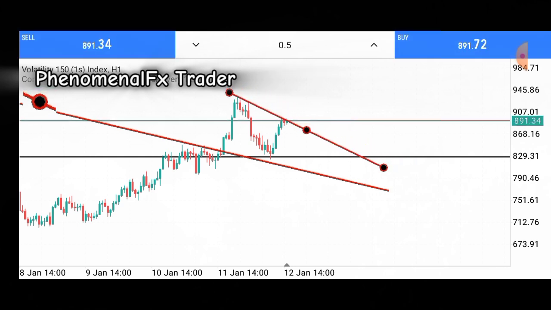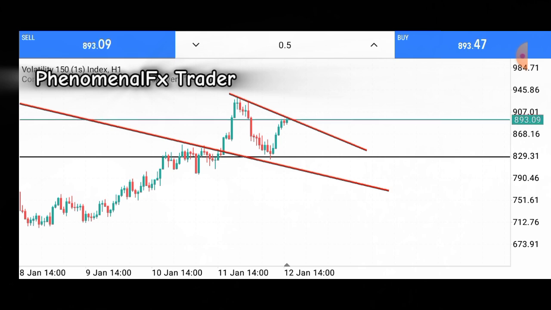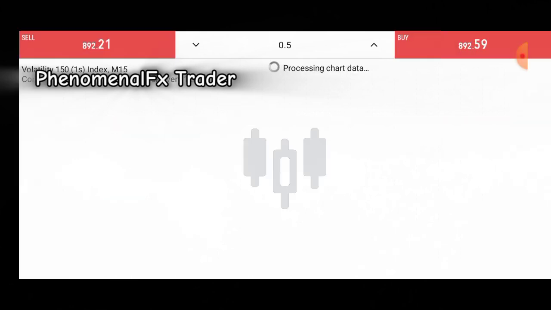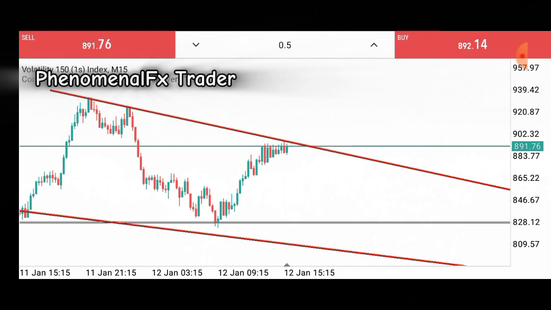Let me see if I can place this trend line correctly. So this indicates there's a bearish candlestick here. The market still wants to sell again to the downside. So you can just find an entry as it gets to this support zone, or you might even have to go down to the 15 minutes time frame to get a better entry and a reduced risk of losing. The stop loss will be smaller.